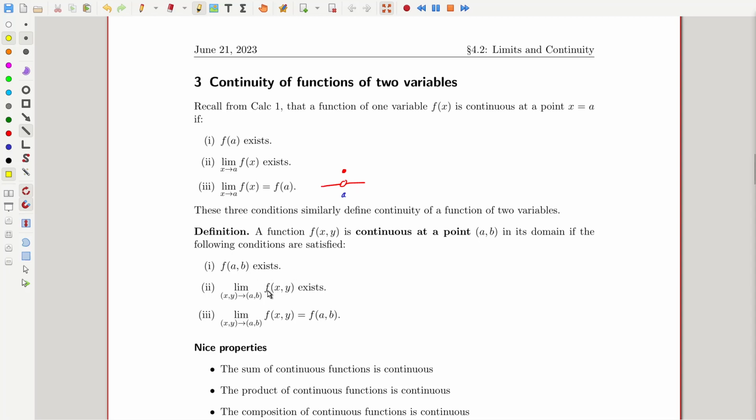Now this means a bit more in Calc 3, because this means not just two directions, but every possible direction that you can approach the point (a, b). The limit has to be the same quantity in order for this two-dimensional limit to exist. And then lastly, these two quantities have to be equal to each other in order for the function to be continuous at that point. Again, this is to get rid of the possible point discontinuity that can occur.